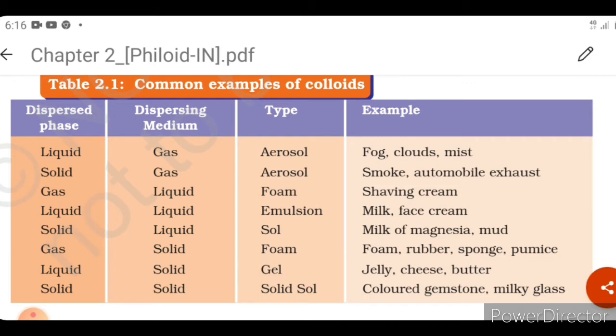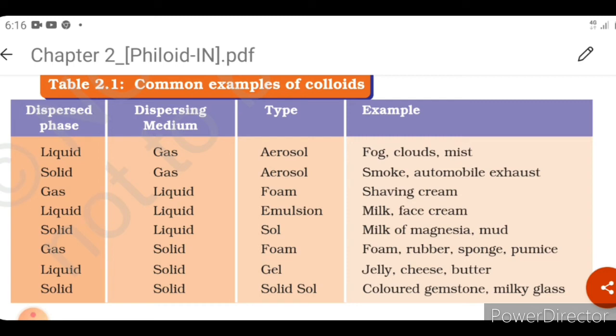If liquid is dispersed in gas, it forms a foam, that is, shaving cream. Example for it is shaving cream. If liquid is dispersed in liquid itself, it is an emulsion, like milk or face cream. If liquid is dispersed in solid, it is a sol. Examples for it are milk of magnesia and mud.